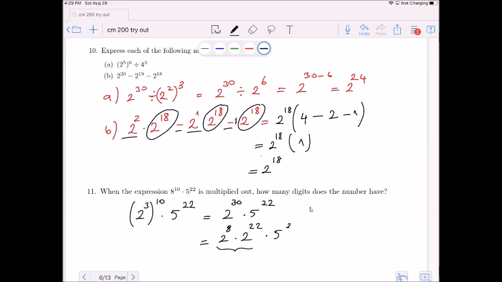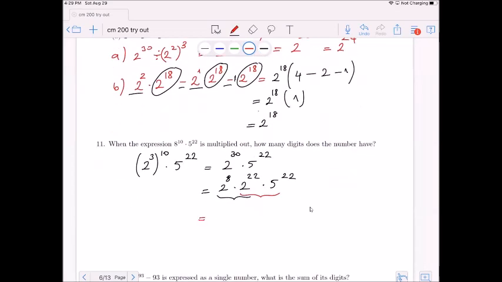Times 5 to the power of 22. Now I will combine these two. This is 2 to the power of 8 times 2 times 5 to the power of 22. Do you see that? What will happen? Yes, exactly.